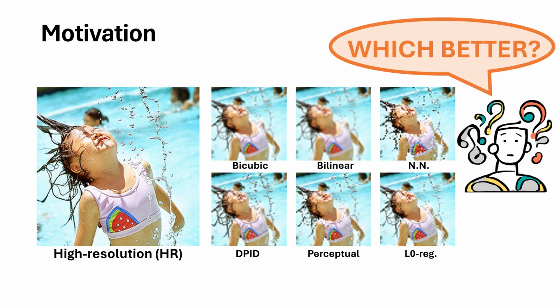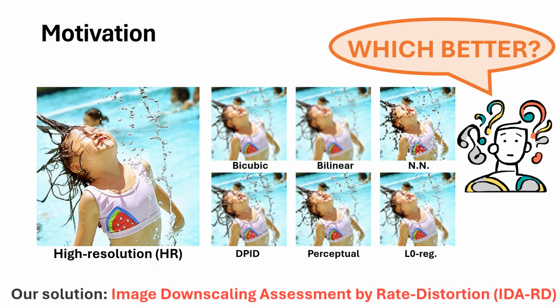Nevertheless, research in image downscaling algorithms has significantly slowed down due to the lack of a quantitative measure to evaluate them. To fill this important gap, in this work, we propose a novel image downscaling assessment by rate distortion, IDARD, measure to quantitatively evaluate image downscaling algorithms. In a nutshell, the main idea of our IDARD measure is that a superior image downscaling algorithm would try to retain as much information as possible in the LR image, thereby reducing the distortion when being upscaled to the size of the original HR image.